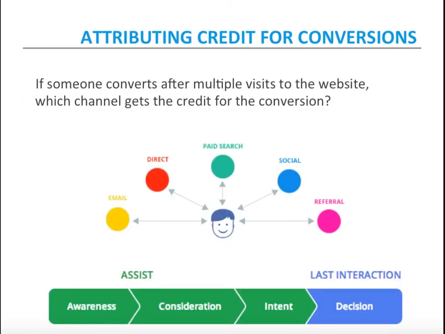So after we do all these amazing campaigns to get people to our websites, of course we want them to convert, to complete whatever the goal is that we've set up in Google Analytics. So what happens when someone converts after multiple visits to our website? Which channel that they came from actually gets the credit for that conversion? Which channel should get the credit for that conversion? And that's really an internal discussion that everybody needs to have with their team as to what attribution model is right for you.